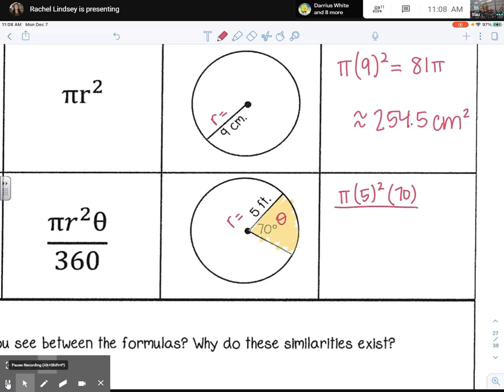175 pi over 36. And that does give you 175 pi over 36. And then that gives you 15.3 feet squared.